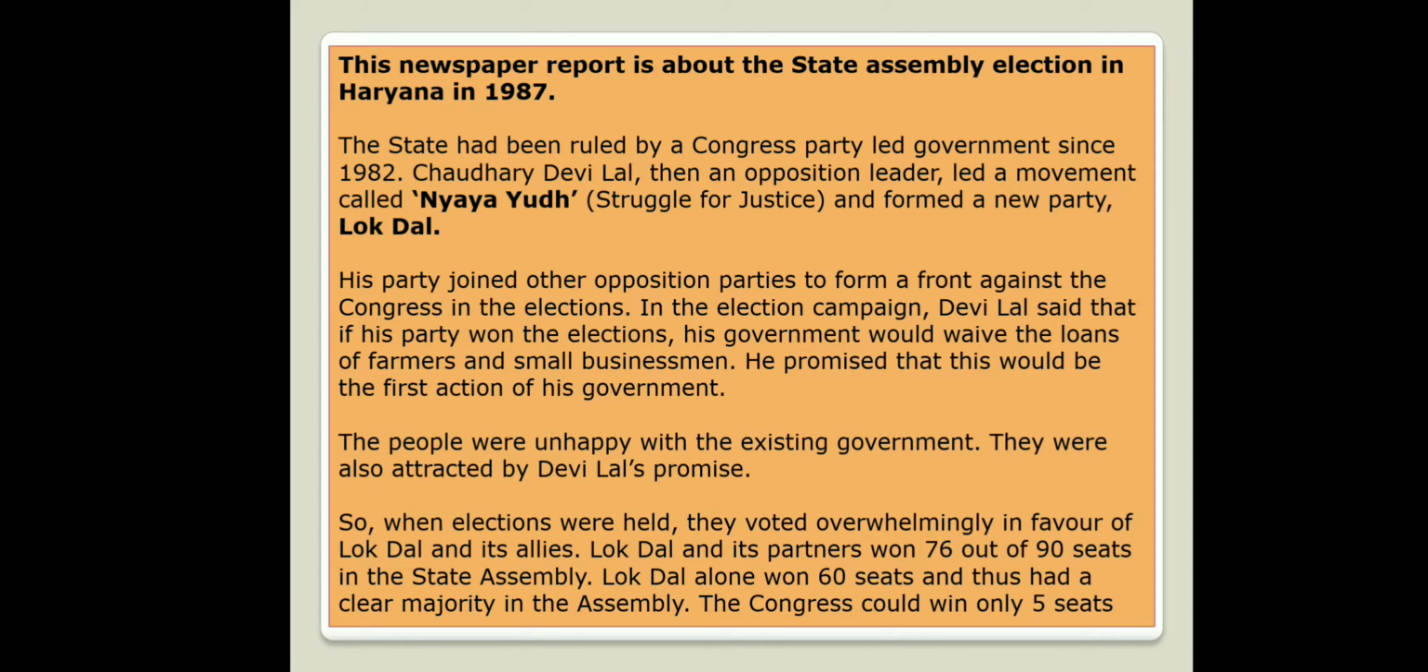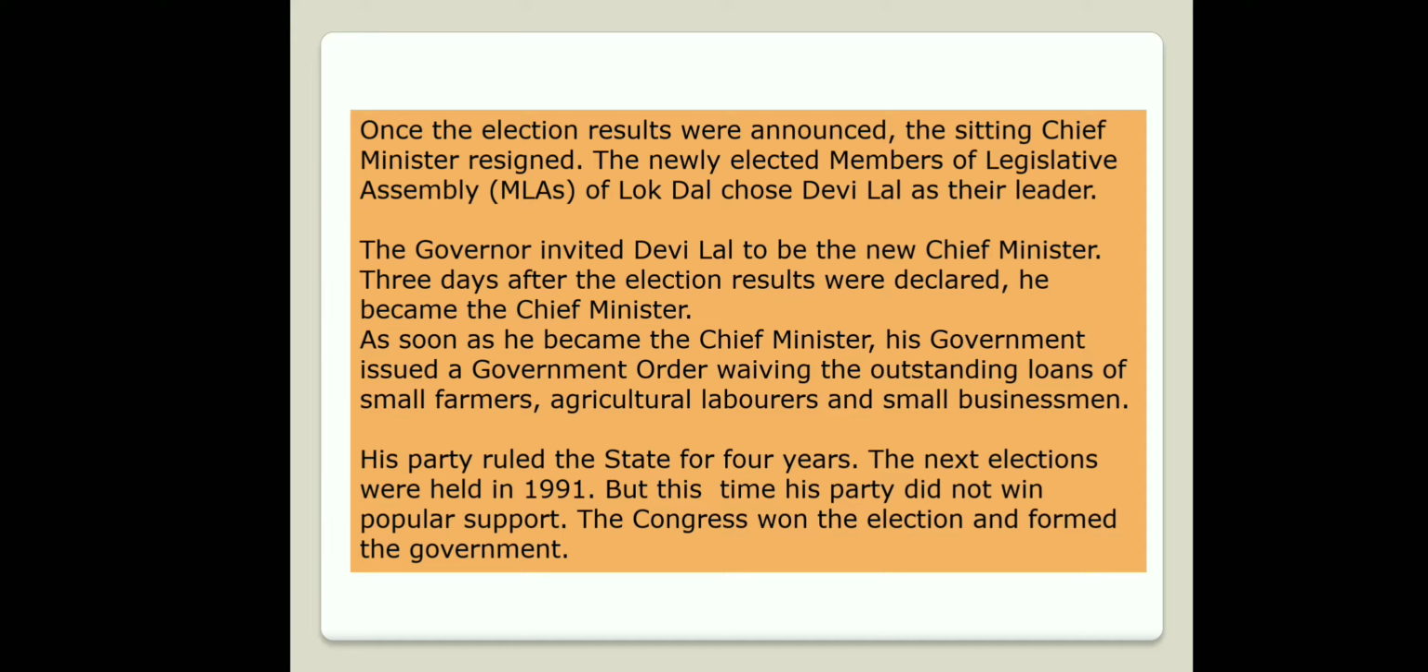Once the election results were announced, the sitting chief minister resigned. The newly elected members of the Legislative Assembly of Lok Dal chose Devi Lal as the leader. The governor invited Devi Lal to be the new chief minister. 3 days after the election results were declared, he became the chief minister. As soon as he became the chief minister, his government issued a government order waiving the outstanding loans of small farmers, agricultural laborers, and small businessmen. His party ruled the state for 4 years. The next elections were held in 1991, but this time his party did not win popular support. The Congress won the election and formed the government.